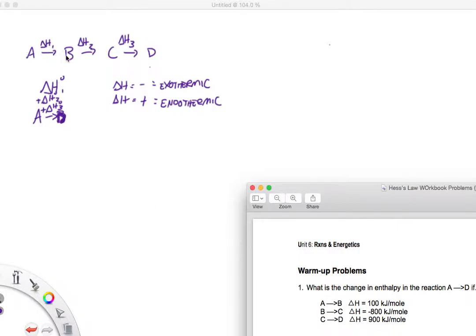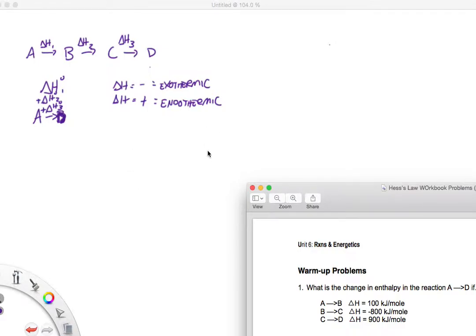So this is exactly the same setup as I just said. What you have to do here is just add up. Since A goes to B, and then B goes to C, and then C goes to D, if you want to find out what A to D is, you just add up all these delta H's. So it's going to be 100 plus negative 800 plus 900. If you do all of this, this is going to be just 200 kilojoules per mole.